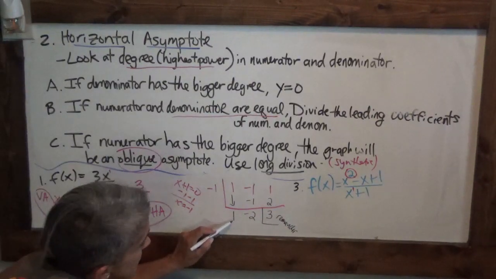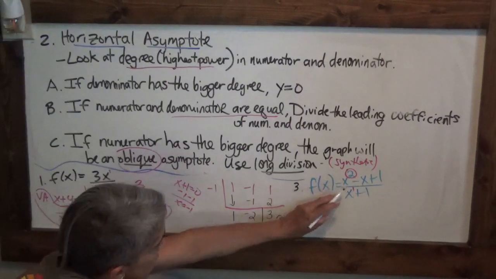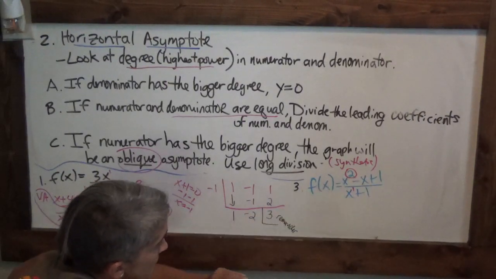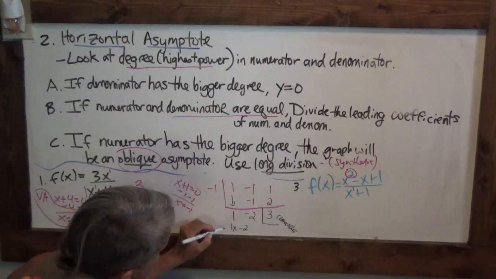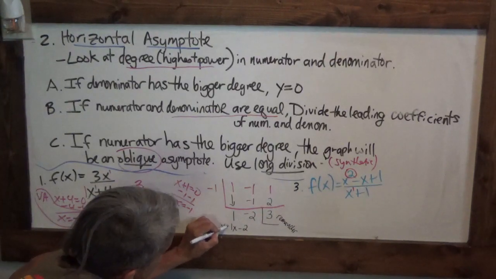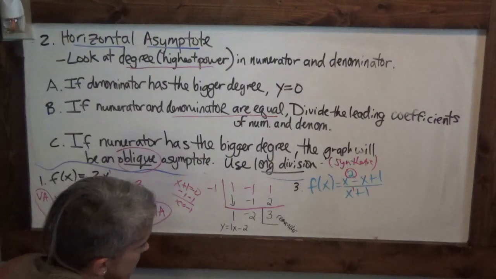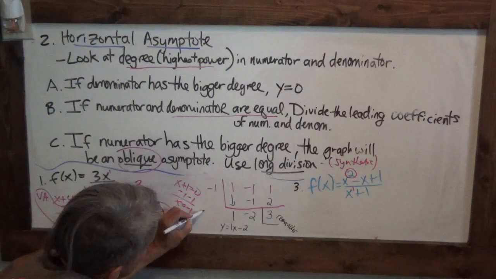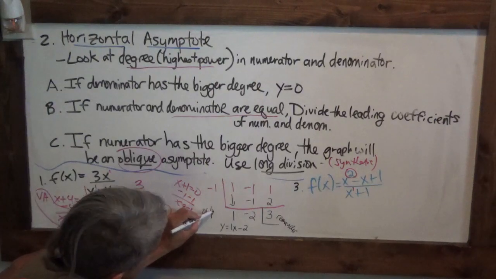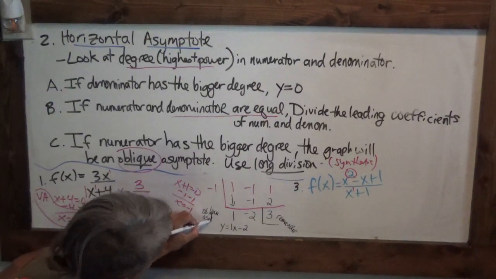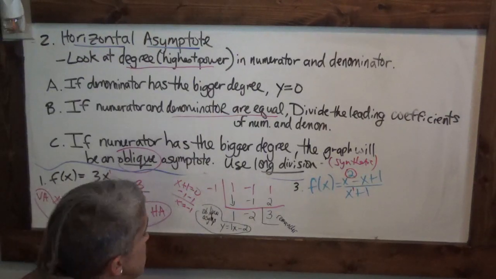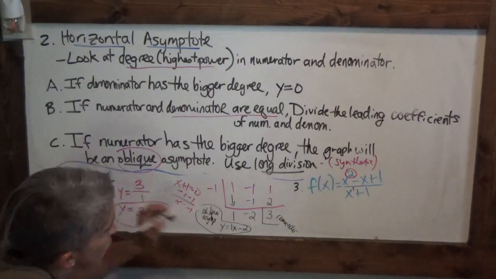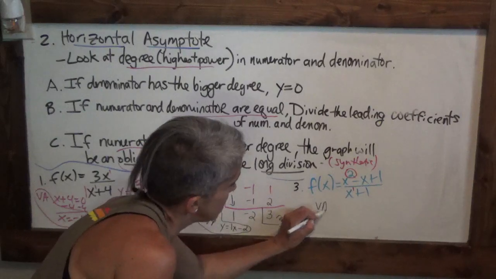So let's write this as our polynomial. If we started with x squared, we're going to go down 1 less. So this is a 1x minus 2. And remember, these answers for horizontal and oblique are always y equals. So this is my oblique asymptote. These don't happen too often, the oblique ones, but when they do, you've got to do your long division or synthetic. What would be the vertical asymptote for this one?